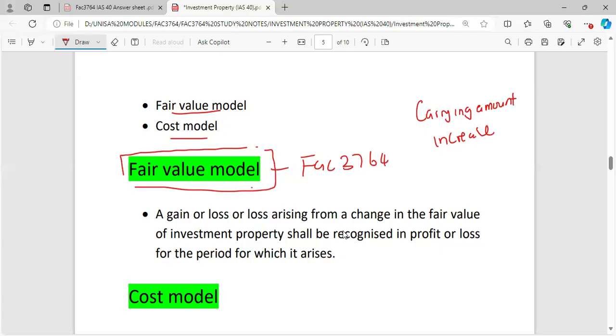The fair value adjustment is the difference between the carrying amount and the cost. So that is going to be your fair value adjustment. That fair value adjustment, you are going to take it to the profit and loss account for the period for which it arises. So we take the fair value adjustment to the profit and loss.